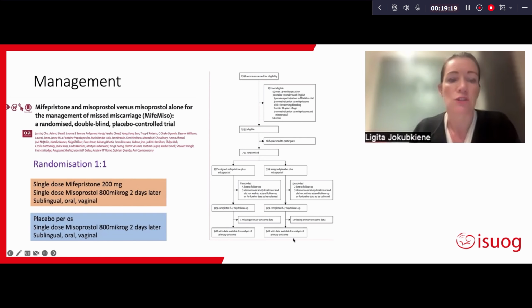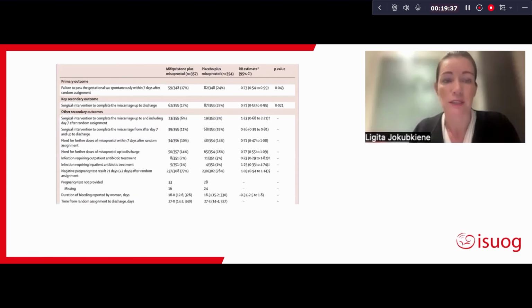There were randomizations 1-to-1, and in the first group, women received mifepristone, and thereafter a single dose of misoprostol, sublingual, oral, or vaginal. And in the second arm, it was a placebo instead of mifepristone, and also the same for the misoprostol that was administered 2 days later. The primary outcome was set for the failure to pass the gestational sac spontaneously within 7 days after random assignment.